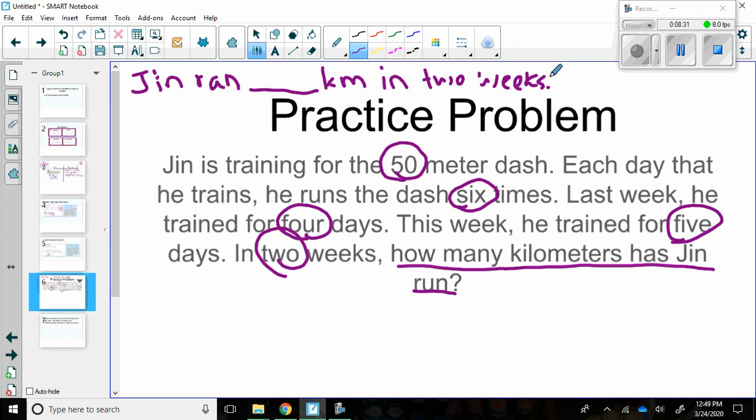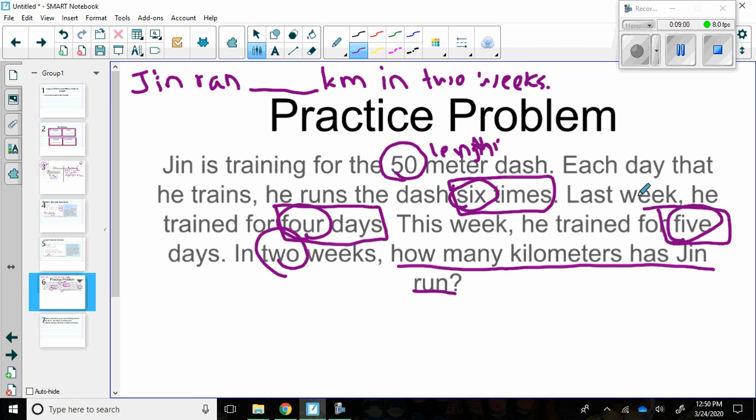So we know he's training for a 50-meter dash. We know that is the length. Each day that he runs the dash, he runs it 6 times. That's important on how many times he goes around. We know that he trained for 4 days that week. We know this week he trained for 5 days.